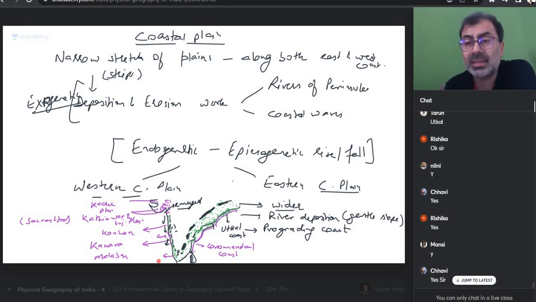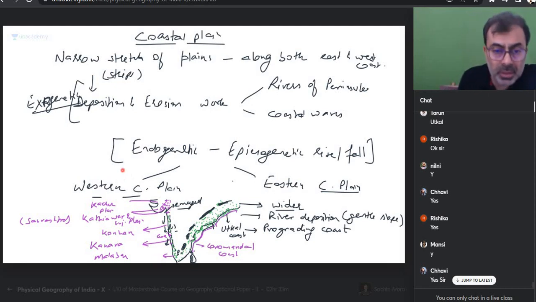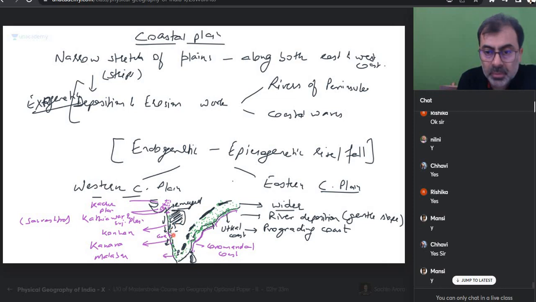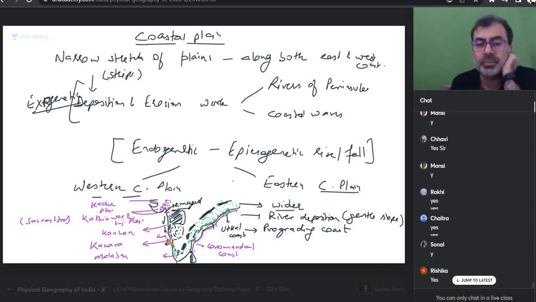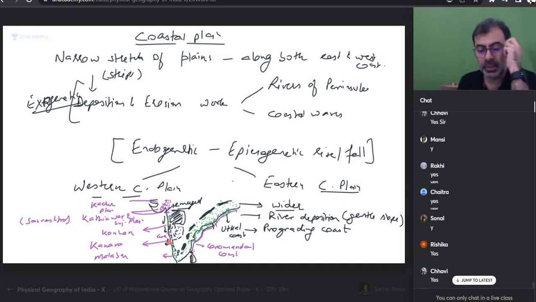Can I say the composition is also different? Everyone, can I say this part, the composition will be more of the black soil sediments. This part, the composition will be more from the red soil sediments. So sediments will change, so will the composition change. Is everyone okay? So that's also what you must keep in mind.